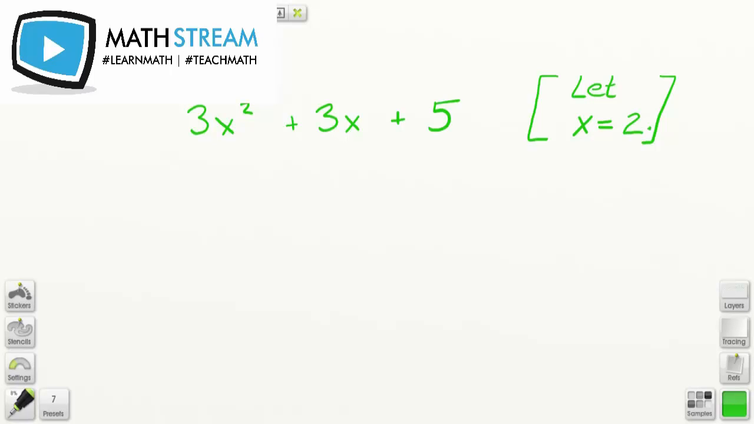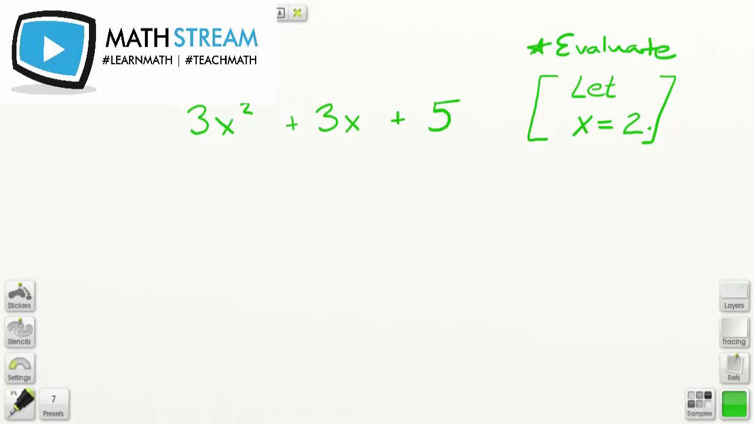All right, let's jump right back in here now that we have a new screen with the same example we were looking at, 3x squared plus 3x plus 5. That was the simplified expression that we created. What I want us to look at now is what happens if we're given an expression and we're asked to evaluate by letting x equal 2. Now, evaluate, that's a good vocabulary word.